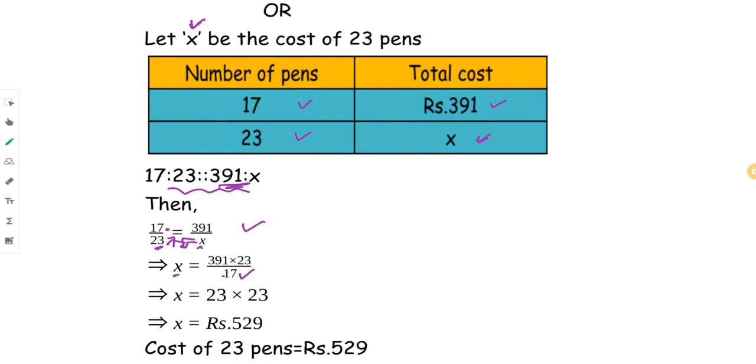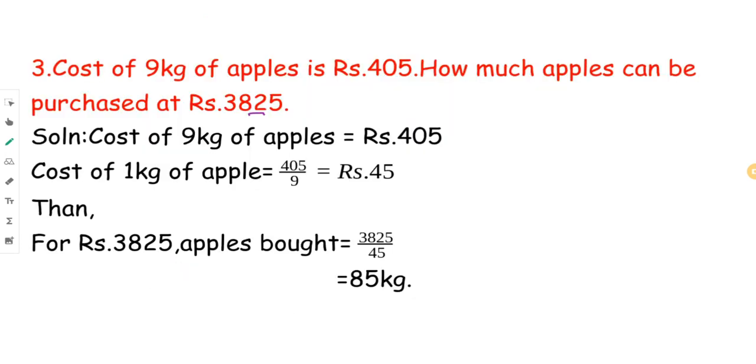Since we already know 17 on the 17, 17 into 23, right? So once again, 23 into 23. When you multiply, you will get rupees 529. Therefore, cost of 23 pens is how much? Rupees 529. Let's do next again, question number 3.